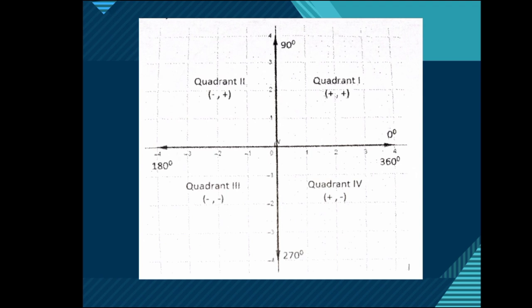There are 4 quadrants. Quadrant 1, in which x and y are positive, and quadrant 2, in which x is negative and y is positive. Quadrant 3, in which x and y are negative, and quadrant 4, in which x is positive and y is negative.